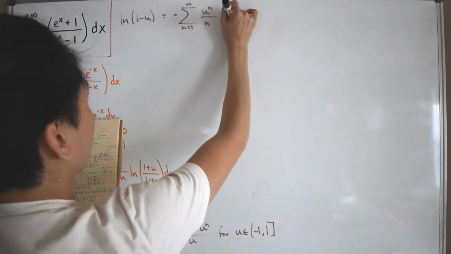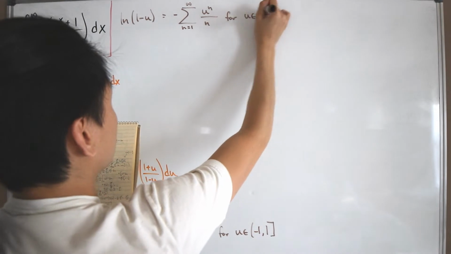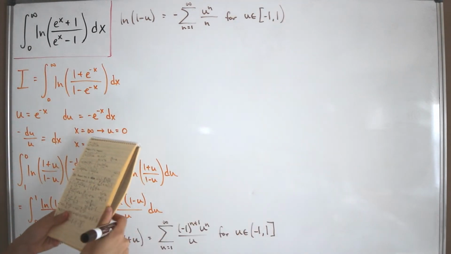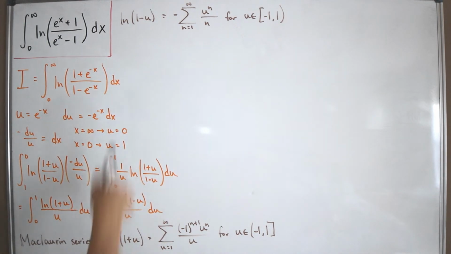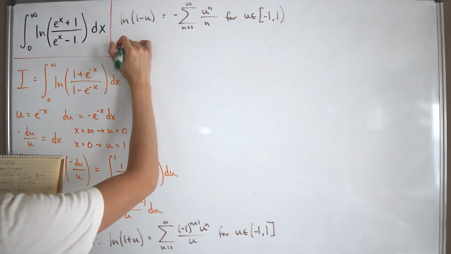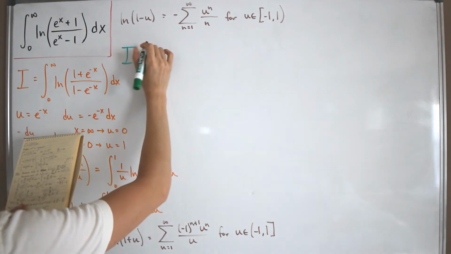And of course, this is for u in the interval -1 inclusive, and then -1 not, and then +1 non-inclusive. So with these two functions over here, the two Maclaurin series of those natural log functions, we can now actually do the substitution back here. Putting all this back in, we have that capital I is going to equal the following.